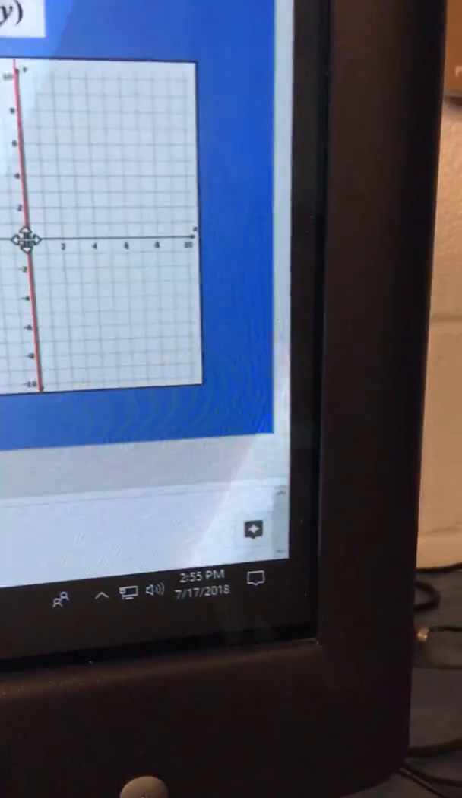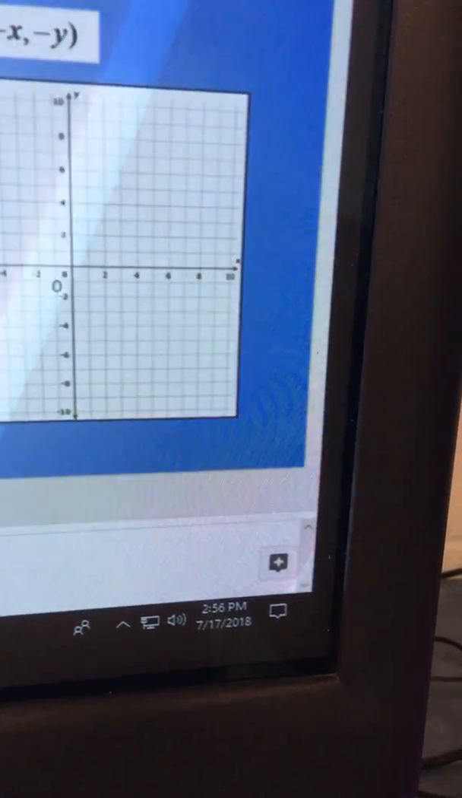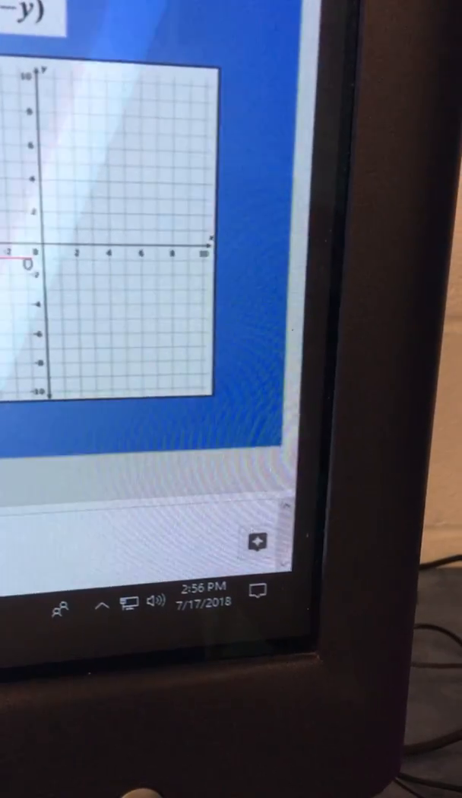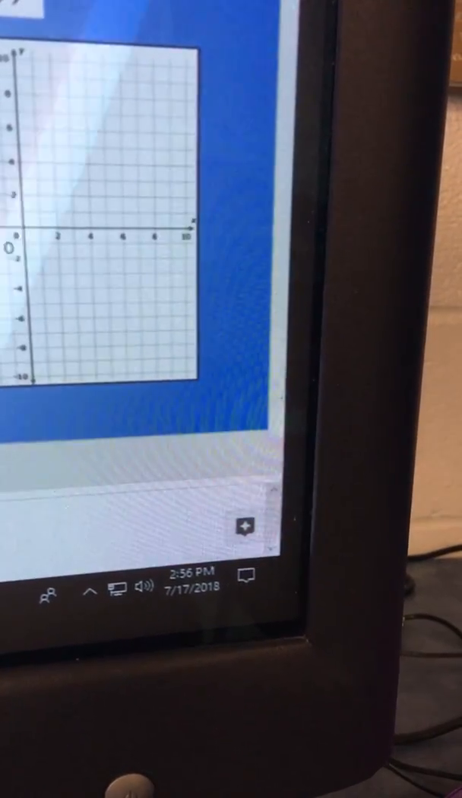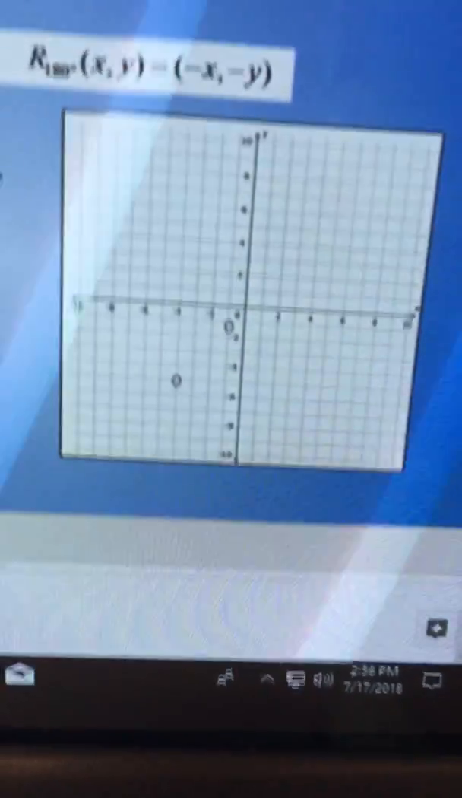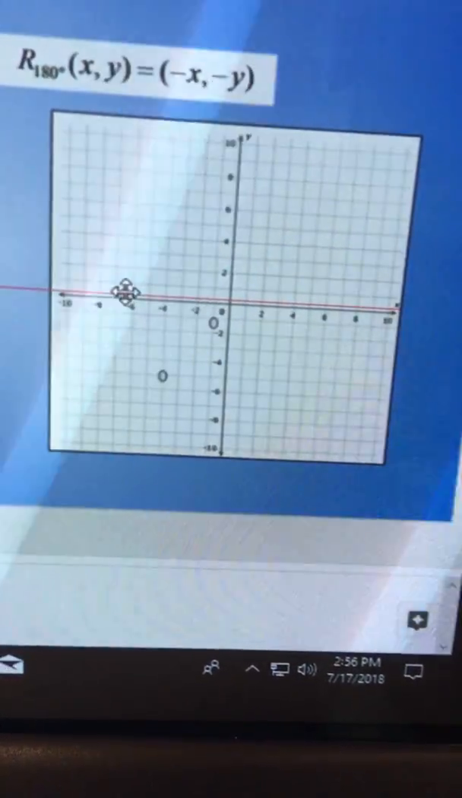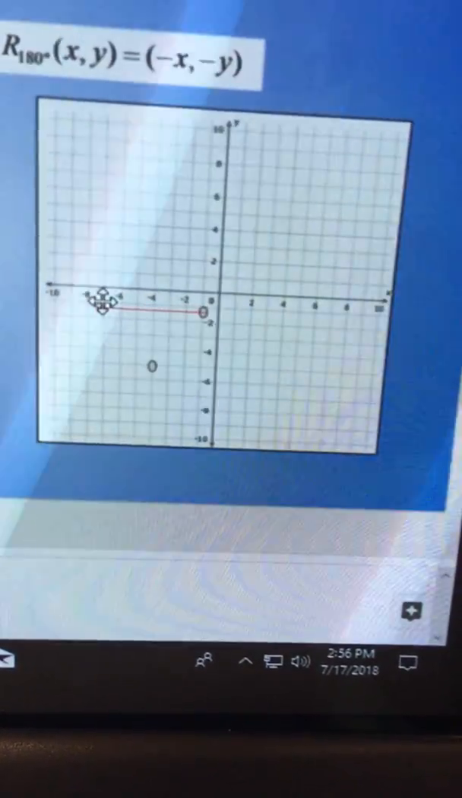So the first point will be at negative 1, negative 1. Okay? Our second point will be at negative 4, negative 5. And remember, with points, we go x-axis, then y-axis. Our x-coordinate, then y-coordinate. And then C, we have negative 7, negative 1. So negative 7, negative 1.